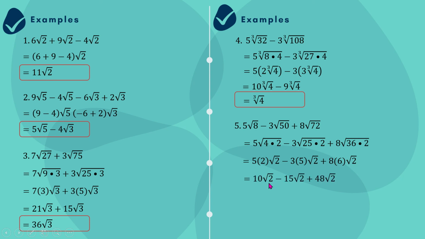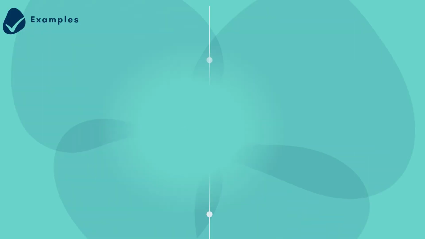5 times 2 is 10 square root of 2. 3 times 5 is 15 square root of 2. 8 times 6, 48 square root of 2. They have the same square root of 2, so we can subtract and add the numbers outside. So what is 10 minus 15 plus 48? That is 43 square root of 2. We'll use your calculator. Okay, those are 5 examples. Maybe we can have another set of examples.